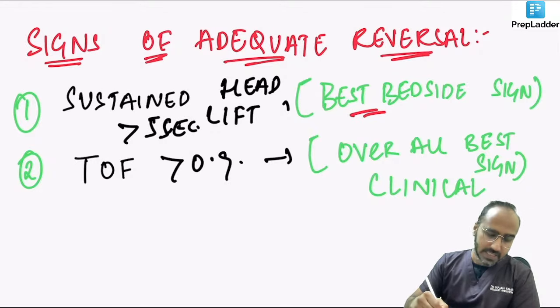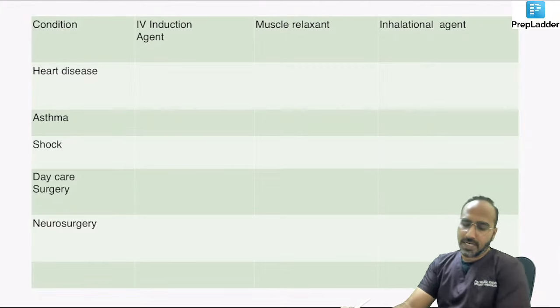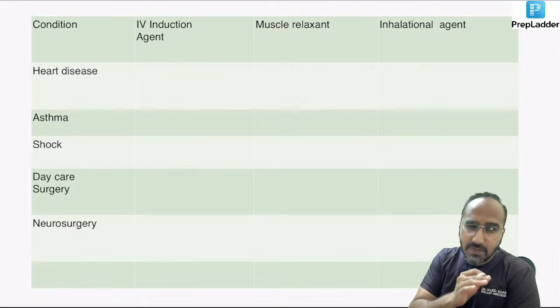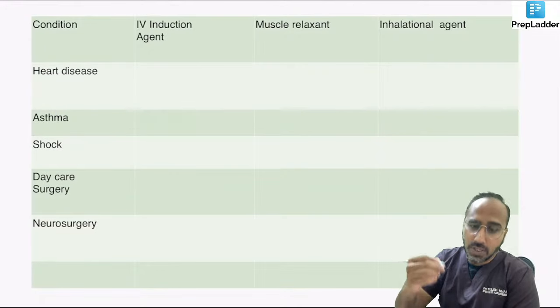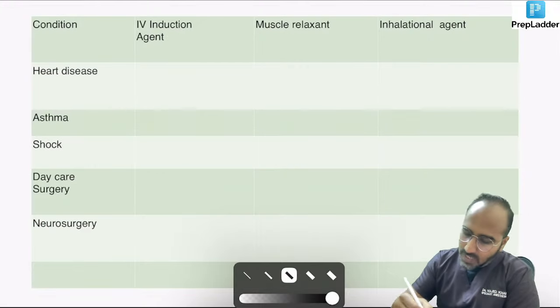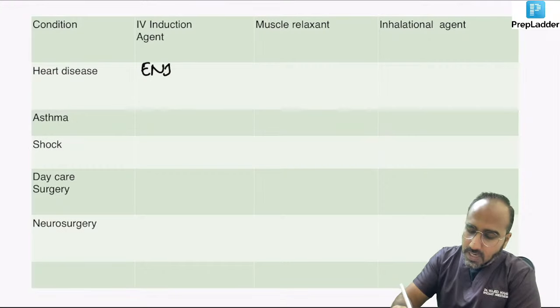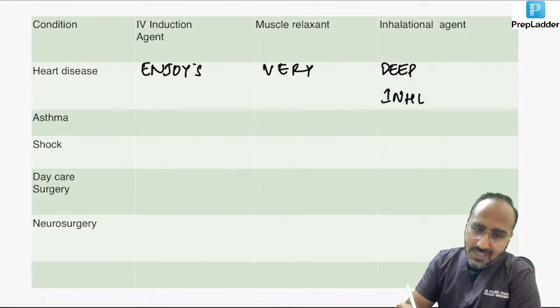Okay. Next. Now coming to the most important slide for general anesthesia. Everyone look over here. If a person is coming with heart disease, which is the IV induction, which is the muscle relaxant, which is the inhalational agent. Remember guys, for a heart disease patient, what you need to remember is heart. Always remember this. Okay? Heart enjoys very deep inhalation. When I am telling this, enjoys means heart enjoys. E means what? Etomidate should be given to a patient who is having heart disease.